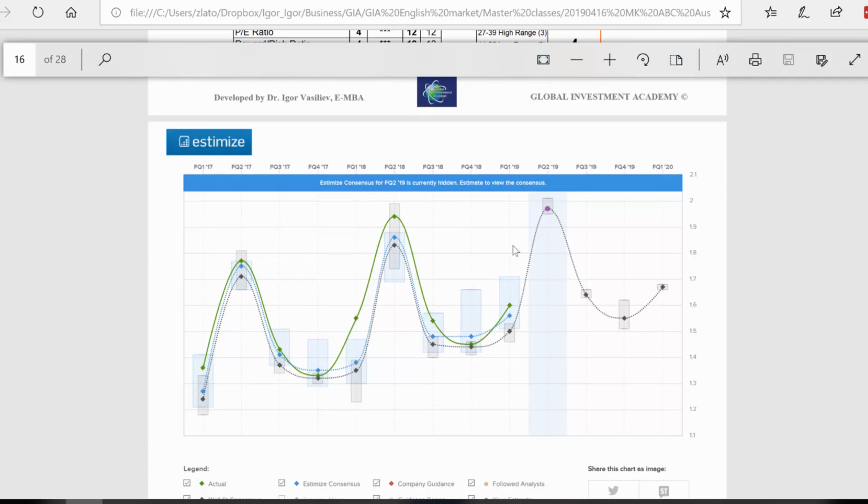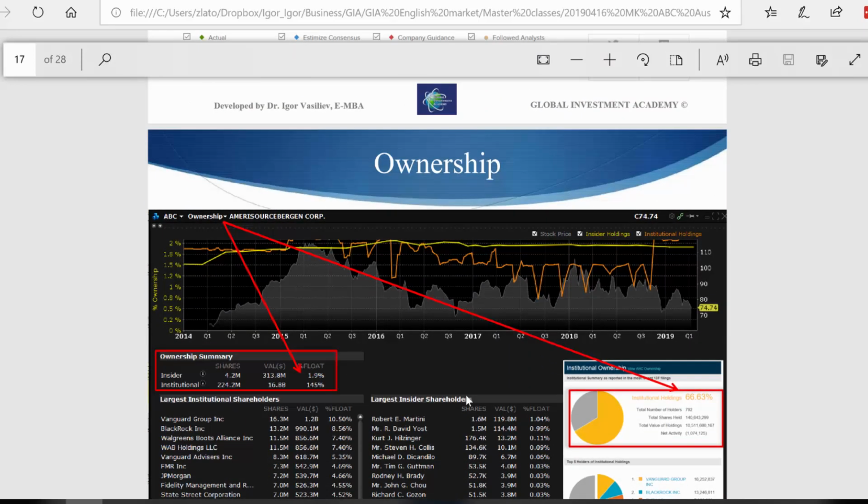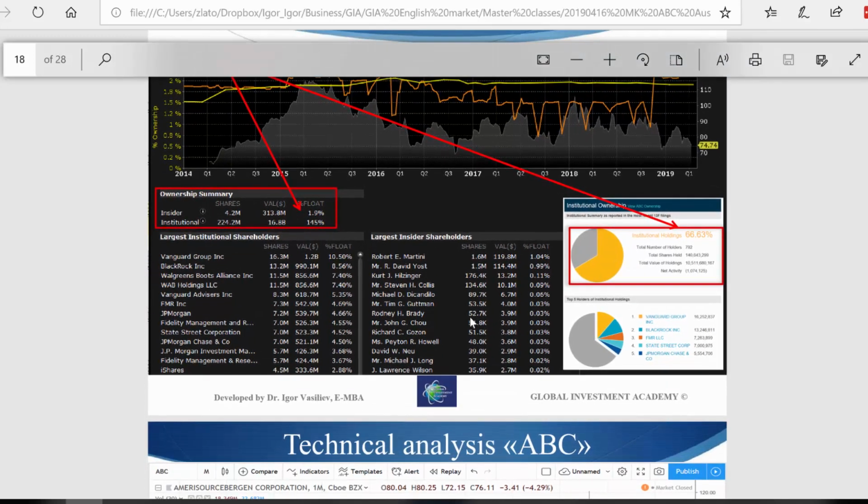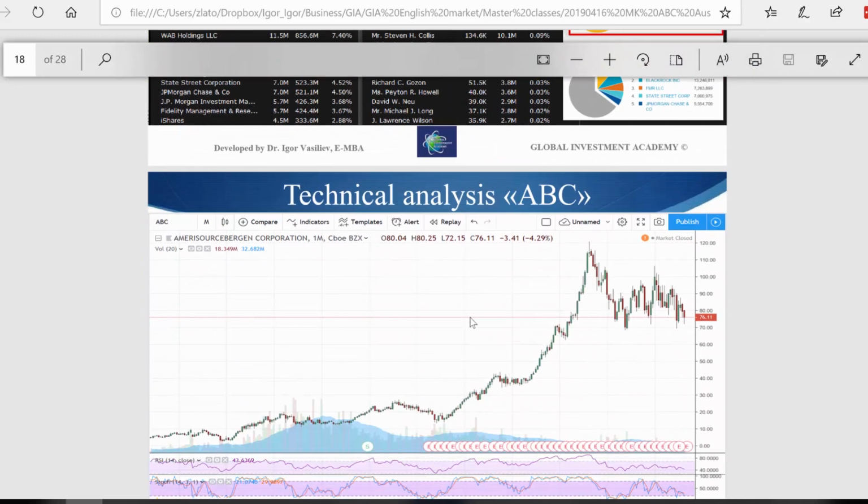Okay, so we look at the reaction to different report surprises. We look at their ownership. Who owns that company? What percentage is institutional ownership? What are they doing? Are they buying? Are they selling? So we consider a lot of things before we place our trade.